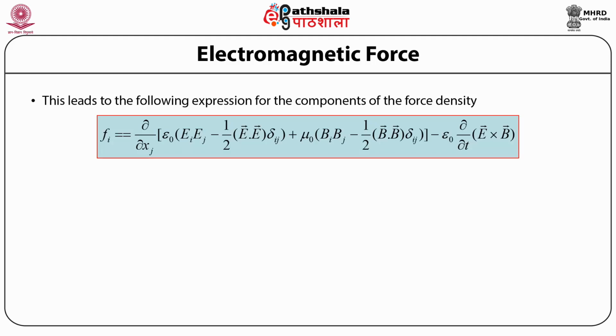plus mu naught times (the ith component of the magnetic field times the jth component of the magnetic field minus half times the dot product of the magnetic field induction vector B with itself times delta_ij)] minus epsilon naught times the partial derivative with respect to time of the cross product of the electric field and the magnetic field induction vector B.